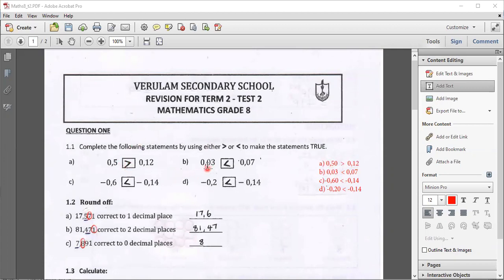B, we have 2 decimal places here, 0,03. Here we have a 0,7. So 3 is less than 7. So we have the less than sign.